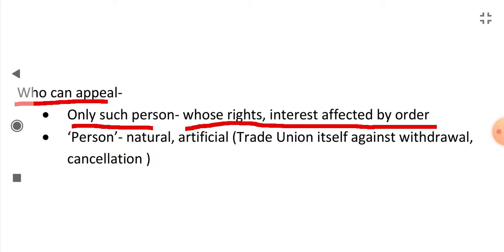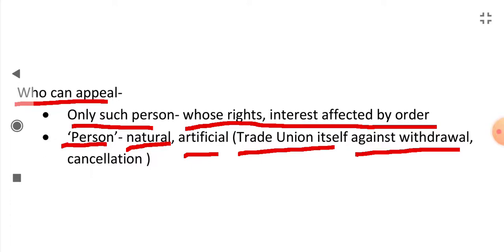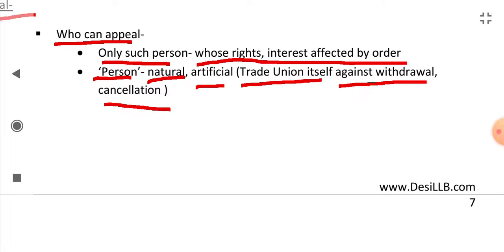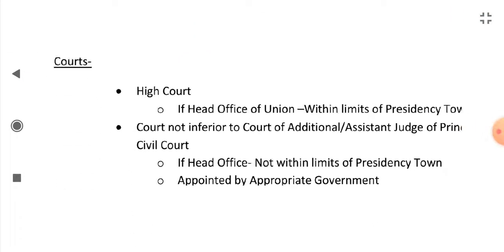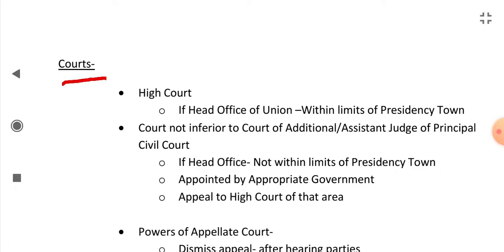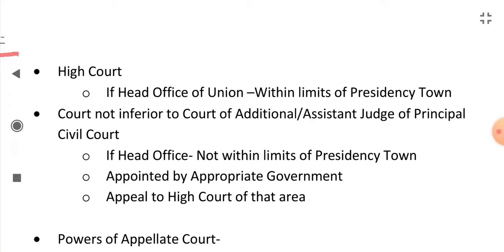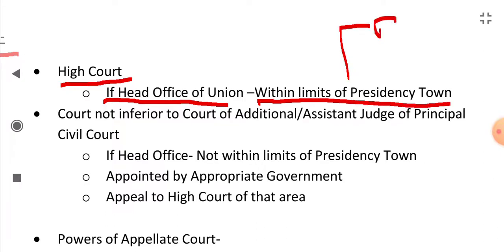A stranger cannot appeal. The person can be a natural person, any member, or an artificial person like the trade union itself. The trade union can appeal against the withdrawal or cancellation. Where can they appeal? They will appeal in the courts. First, in the high court, if the head office of the union is within the limits of presidency town. Presidency towns are Bombay, Madras, and Kolkata.